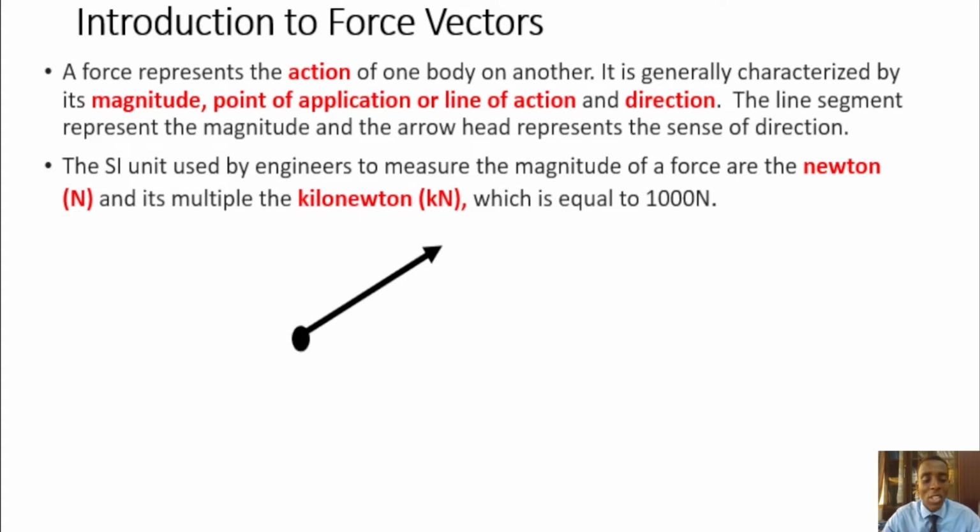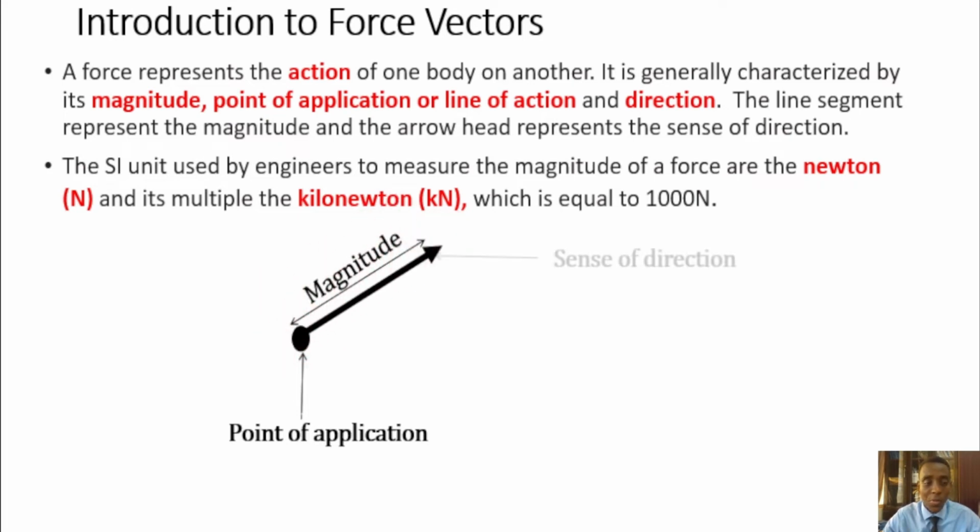Alright, so let's assume that this is what we are calling a force. So this point right here is the point of application of this force. Now the magnitude of this force will always be represented by the line segment. So the line segment here represents the magnitude, and then the arrowhead here represents the sense of direction.